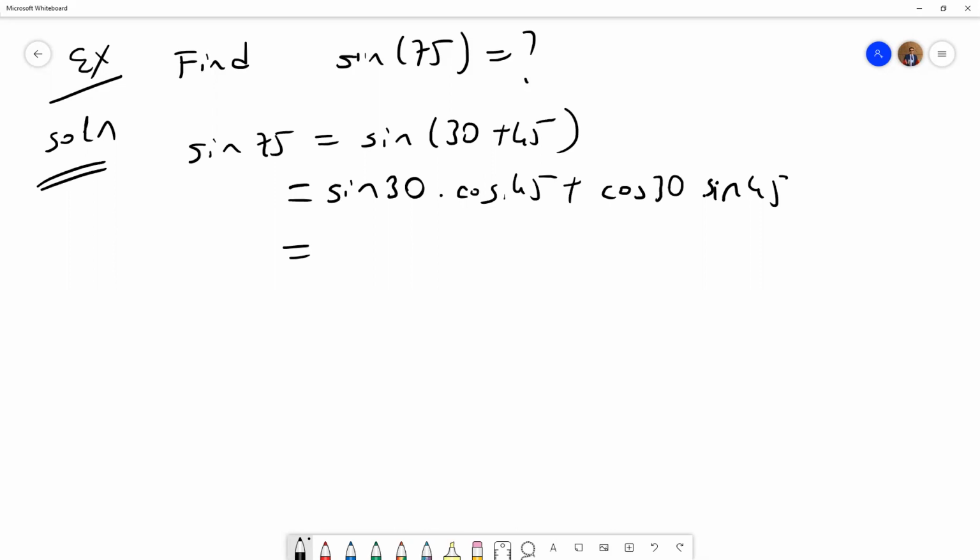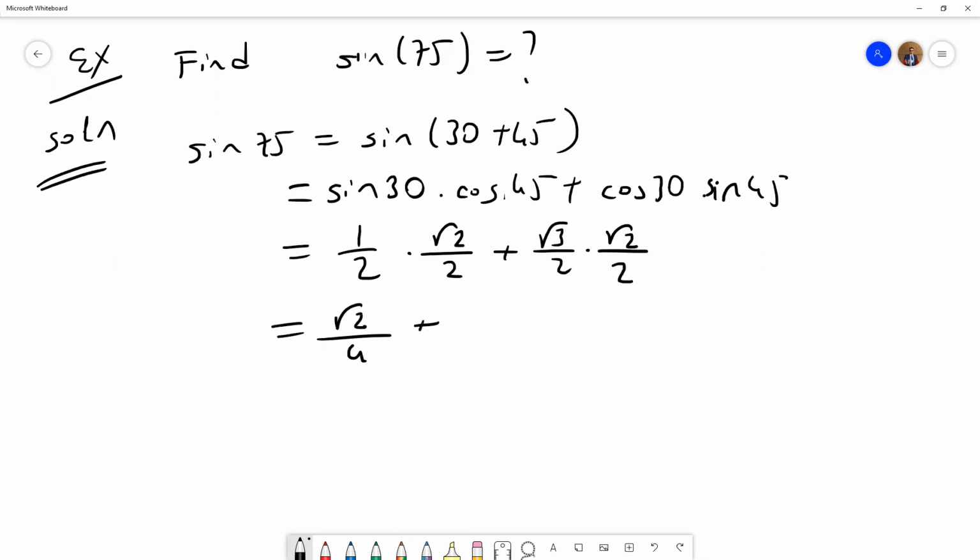Yeah, sine 30 is equal to 1 over 2. Cosine 45, we know that square root 2 over 2. And cosine 30 is square root 3 over 2. And sine 45 equals cosine 45, it is square root 2 over 2. And finally, square root 2 over 4, and square root 6 over 4, maybe you can find like that. And this is the answer: square root 2 plus square root 6 over 4 is the answer for this question.